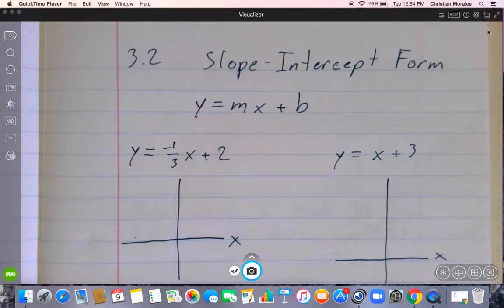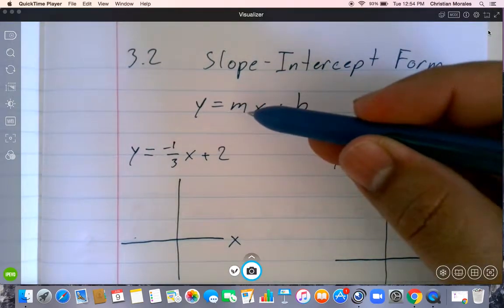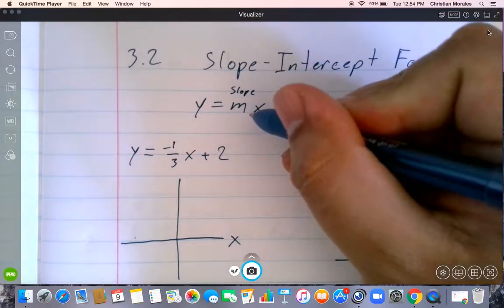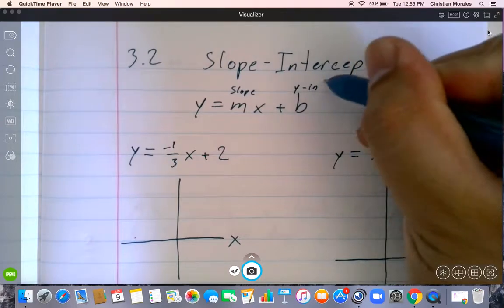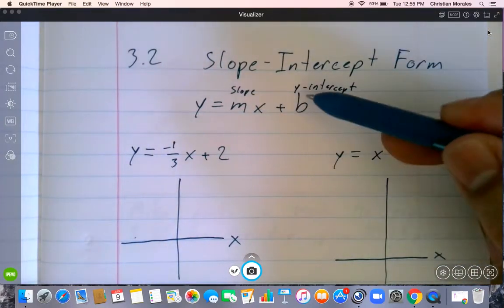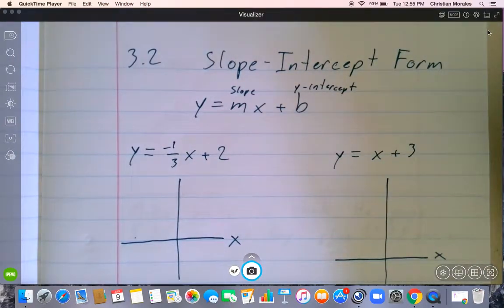Guys, lesson 2, slope intercept form. So here's the difference. Now, you're still going to need to find slope. That's not going to change, right? You still need to find the slope, which is the m in the equation. But now you also need to find the y-intercept. Hence the name slope intercept form. Okay, once you find those two numbers, you have the equation of that line.